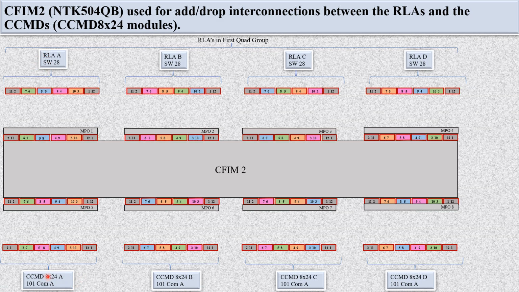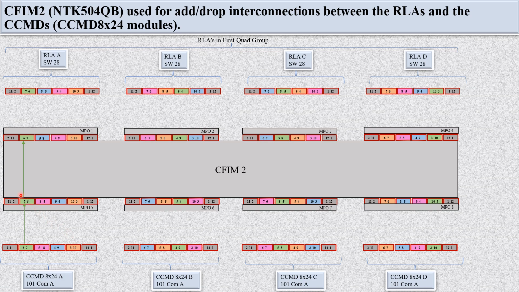So I have taken this 101 COM A port. You can see these are the MPO ports, and I have shown you the different fibers in the MPOs. Let's see how the signal is going to flow. From CCMD 8x24, this MPO port is connected with CFIM2 MPO port number 5. So 6 is out and 7 is in, you can see.